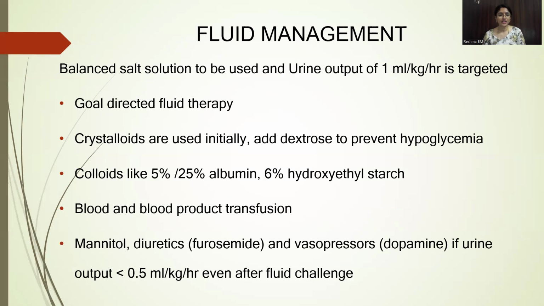Coming to fluid management, balanced salt solution is to be used and a urine output of 1 ml per kg per hour is targeted. Goal-directed fluid therapy is given. Crystalloids are used initially. Add dextrose to prevent hypoglycemia. Colloids like 5% albumin and 6% hydroxyethyl starch are used. Blood and blood product transfusion. Mannitol, diuretics like furosemide, and vasopressors like dopamine are used if urine output is less than 0.5 ml per kg per hour even after fluid challenge.